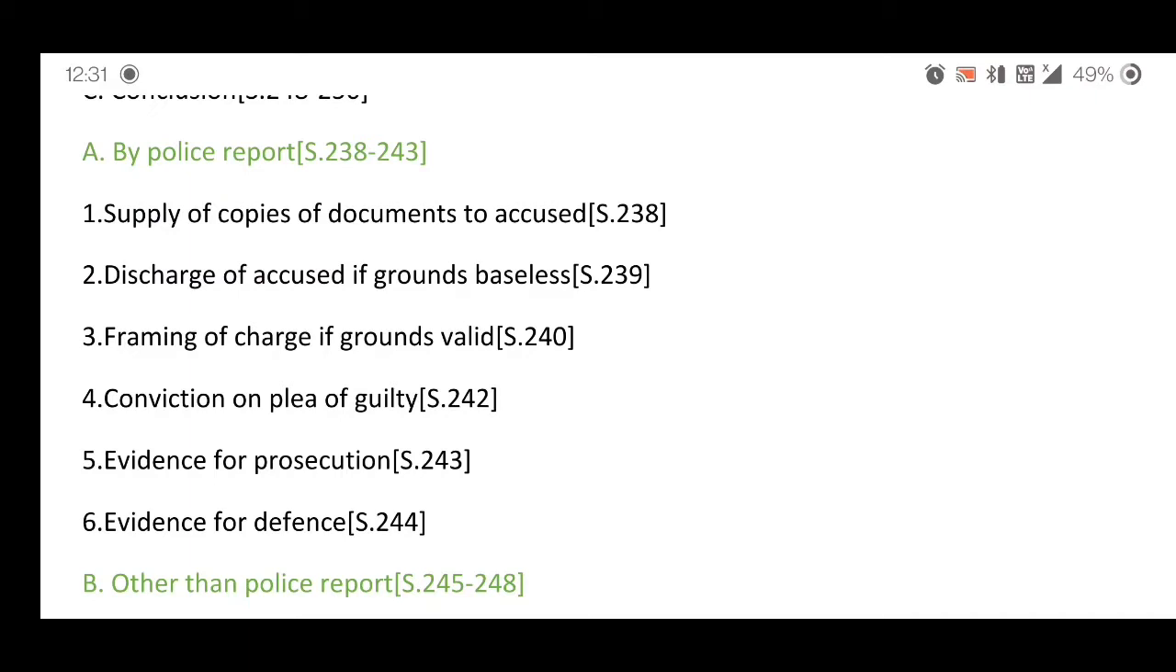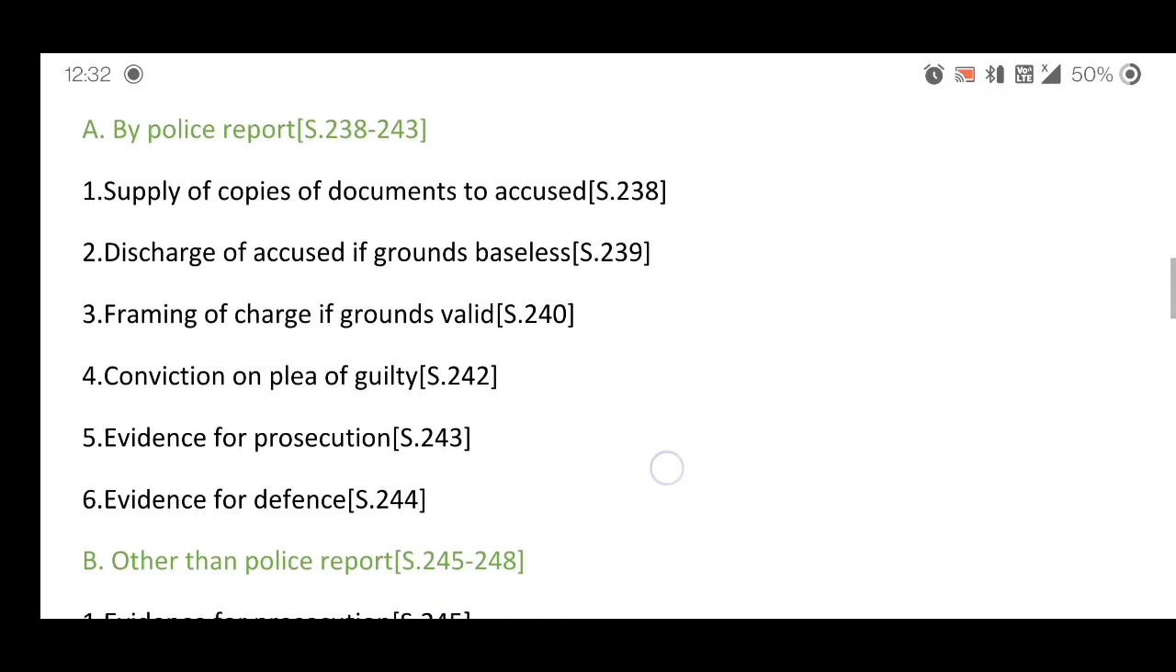The next step is discharge of the accused if grounds are baseless. If the grounds against the accused are found to be baseless, then he will be discharged. The next step is framing of charge if grounds are valid. If the grounds against the accused are found to be valid, then there will be a framing of charge against the accused. Conviction on plea of guilty: after framing of the charges, the accused can plead guilty, and if he pleads guilty, then there will be conviction on his plea of guilty.